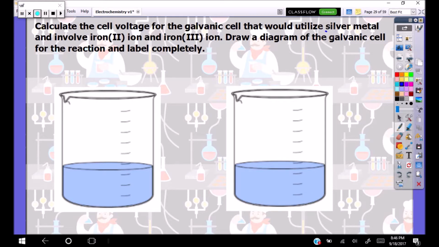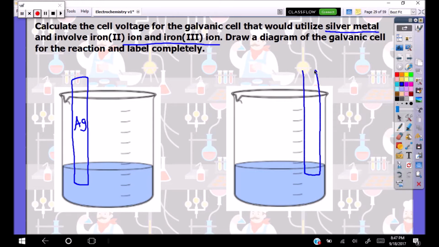They say they want to involve silver metal. That means that the silver metal will be one of your electrodes. So I'm going to draw, this is going to be my silver metal. No, silver metal is not blue. I'm going to write Ag. And the other thing we said is that since we have this ion to ion thing going on, we're going to have a platinum electrode as well. So platinum electrode, Pt. And we need to have a wire connecting them. So the wire here.